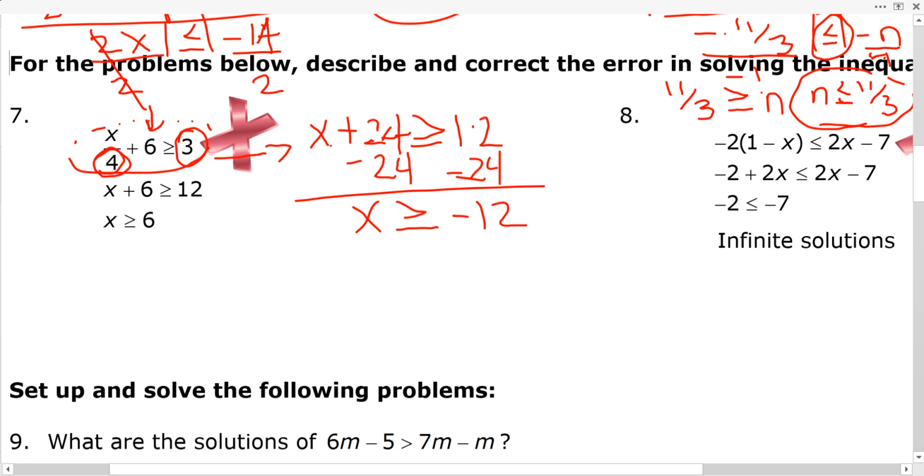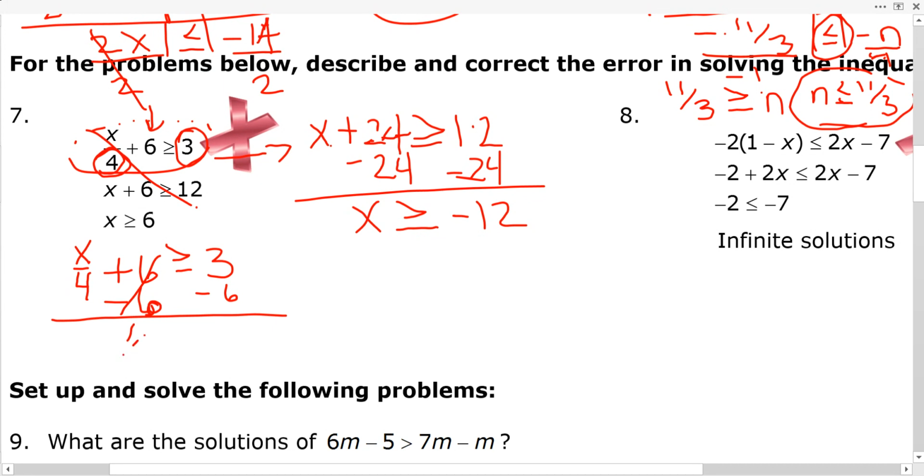The other way to do it, which is the easy way, I probably would have done it to begin with, would be to do it completely different. I would have x over 4 plus 6 is greater than or equal to 3. I would take 6 away from both sides before I even started. Then I would end up with x over 4 is greater than or equal to negative 3. Then I would multiply both sides by 4. I think it's a little bit easier to see that x would be greater than or equal to negative 12.